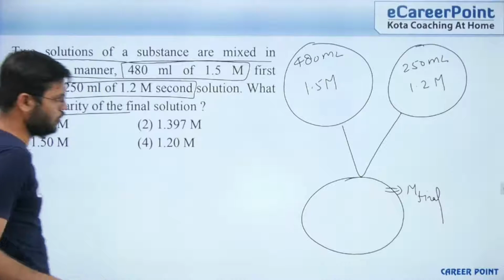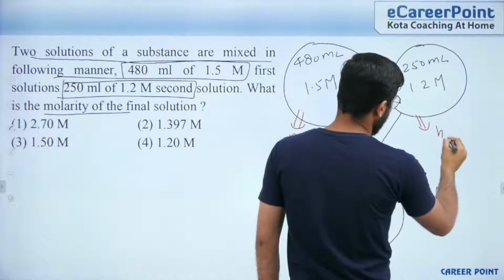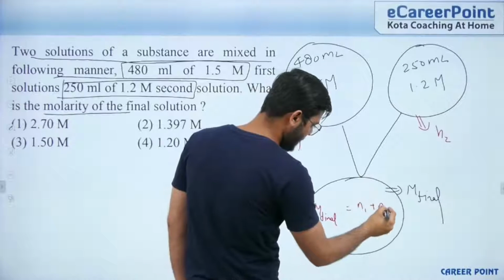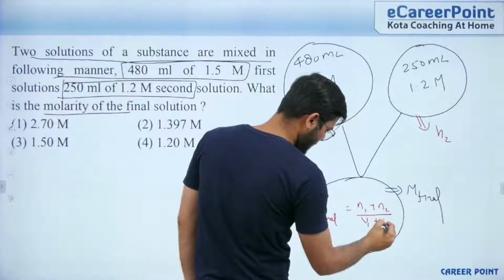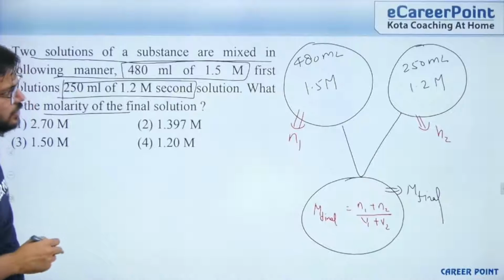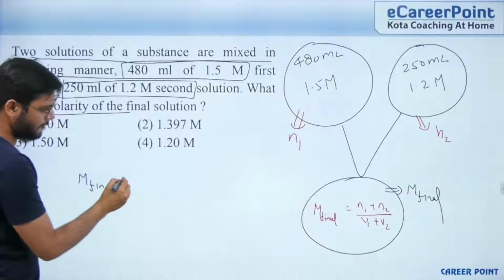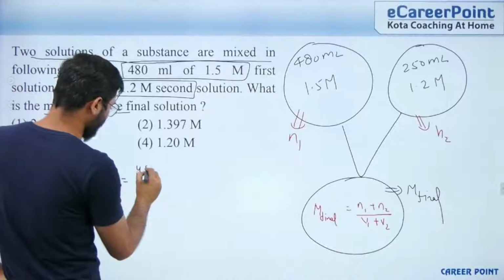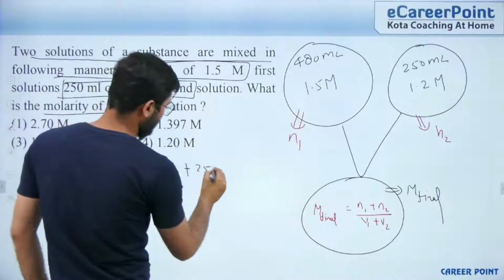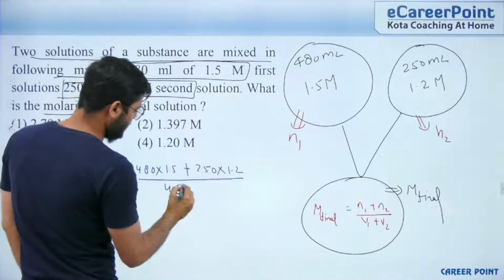Done. What you need to do? You need to find the number of moles. This is N1, this is number of moles N2. So final molarity is what? Final molarity is total number of moles upon total volume. So how will you do this? Number of moles: 480 into 1.5 plus 250 into 1.2, upon total volume, which is 480 plus 250.